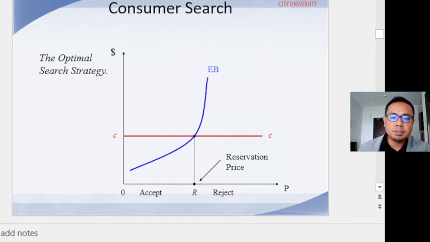So the consumer should search for a lower price so long as the expected benefit is greater than the cost of an additional search. So for example, in this graph you can see let's say the cost of each search is $5. So the consumer will find it in her interest to continue to search for a lower price. But if the cost of searching once more for a lower price is higher, it does not pay to continue searching for a better price. Okay.